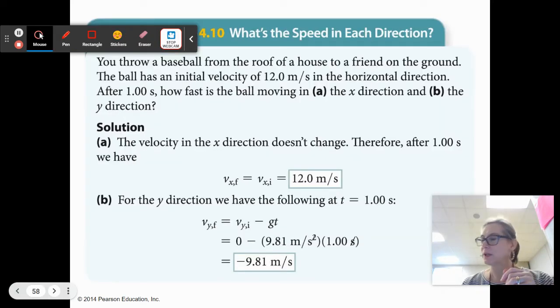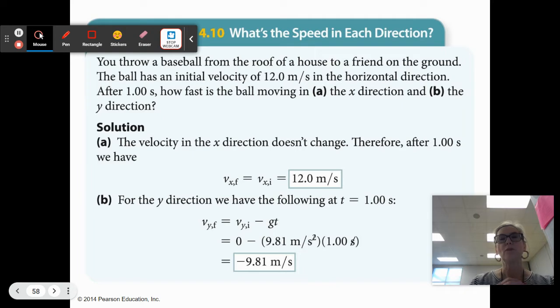All right, so here is another example. You throw a ball from a roof of a house to a friend on the ground. The ball has an initial velocity of 12 meters per second in the horizontal direction. So when you rear it back and you've thrown it at a velocity of 12 meters per second in the horizontal. So that's your Vx. After 1 second, how fast is the ball moving? A, in the x direction, and B, in the y direction.